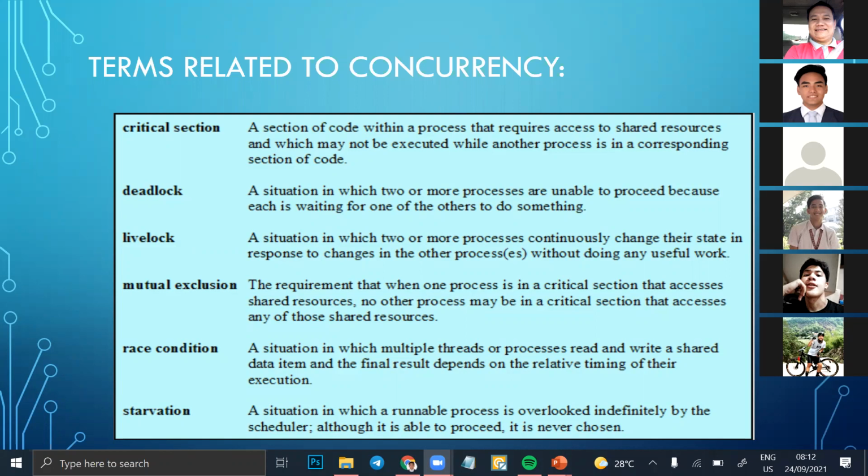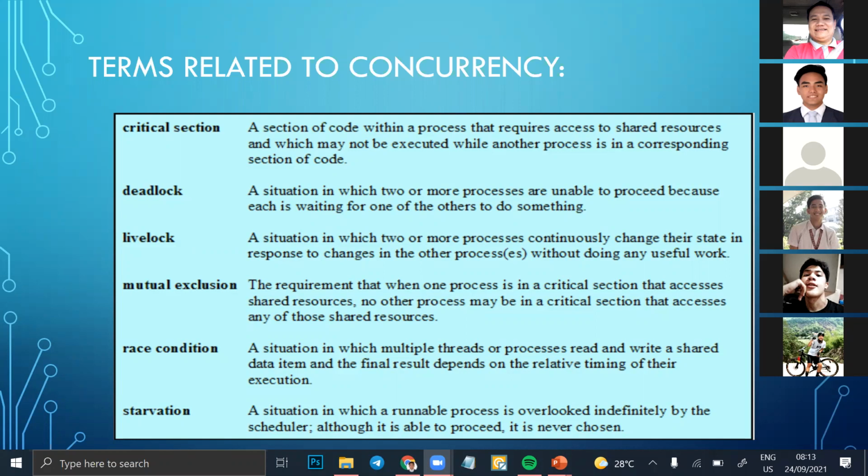So the second one is deadlock, a situation in which two or more processes are unable to proceed because each is waiting for one of the others to do something. Simply, a deadlock is like lagging, because your operating system cannot handle too many applications running on parallel threads. So the next one is livelock, a situation in which two or more processes continuously change their state in response to changes in other processes without doing any useful work.